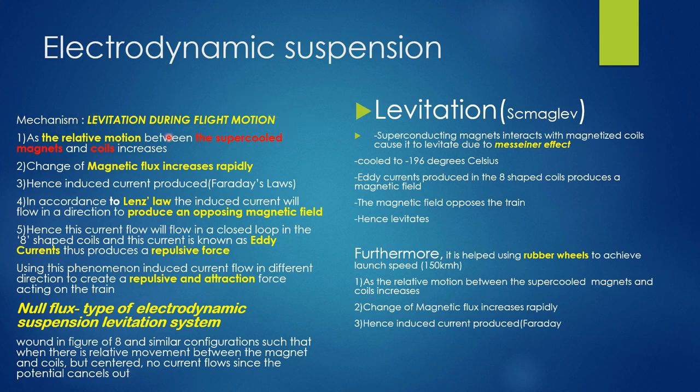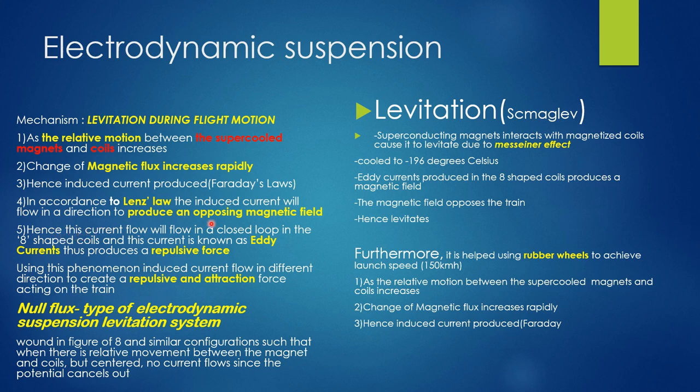How? So imagine this. When the train is moving, it causes the magnetic flux to change. As you can see here, the relative motion between the supercooled magnets and coils increases. The change of magnetic flux increases rapidly, and hence induced current is produced, and it flows in such a way, in accordance with Lenz's law, that it produces an opposing magnetic field.